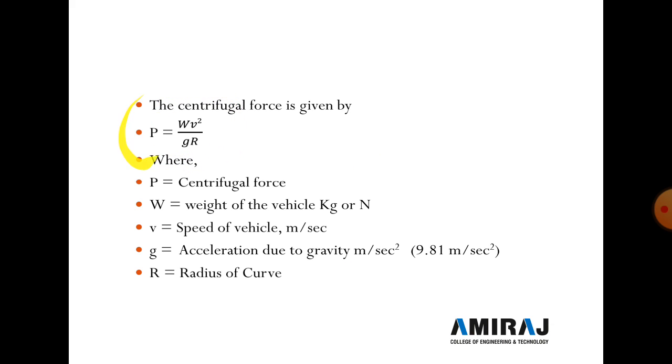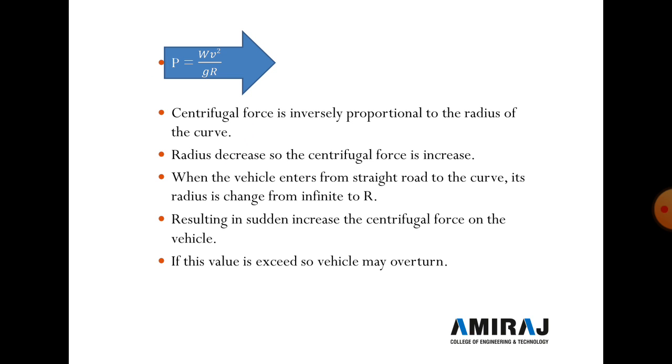So here P is the centrifugal force, W is the weight of the vehicle in kg or Newton, and V is the speed of the vehicle in meter per second, G is the acceleration due to gravity, and R is the radius of the curvature. So this is the equation for finding the centrifugal force: P is equal to WV square divided by gR.